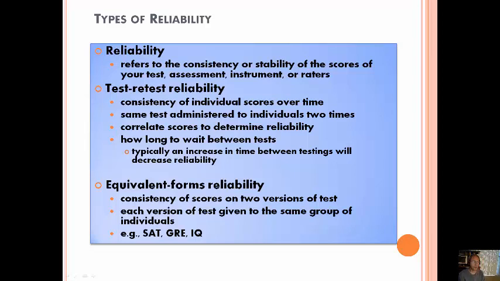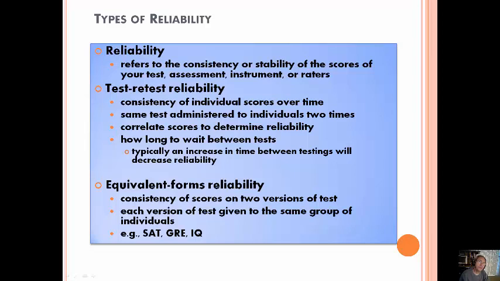Then we have what are called equivalent forms reliability, which is consistency on scores of two versions of the same test. And on the bottom there, it says SAT, GRE, or IQ. And indeed, one might take an SAT or a GRE, and if you've ever taken either of those or any other type of college admission or academic related test, you've seen that they ask you questions that aren't necessarily part of the test, but they seem similar, and you don't know which ones they are.